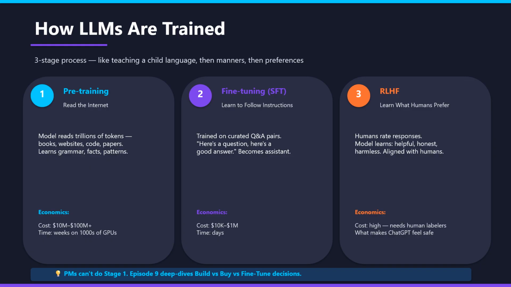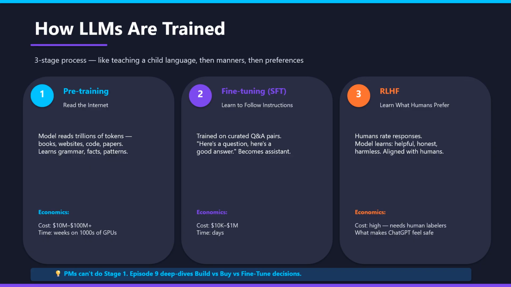Stage 1 is pre-training. Read the internet. Companies like OpenAI, Anthropic, Google, Meta train the model on trillions of tokens: books, websites, code, papers. The model learns grammar, facts, patterns, everything, right? Cost is around 10 million to 100 million or more. Time is weeks running on thousands of GPUs. The result is a raw base model that can predict text, but it is unaligned.